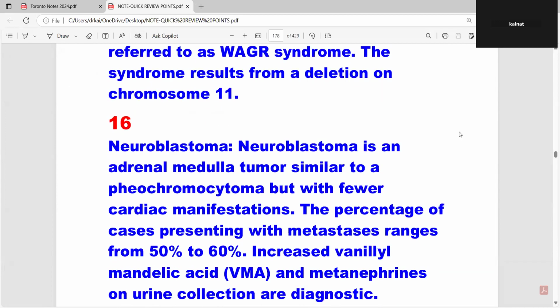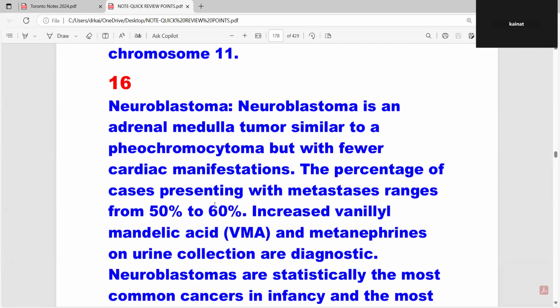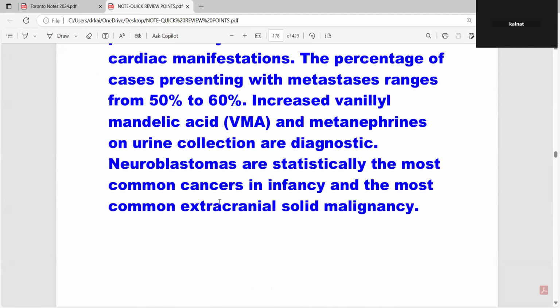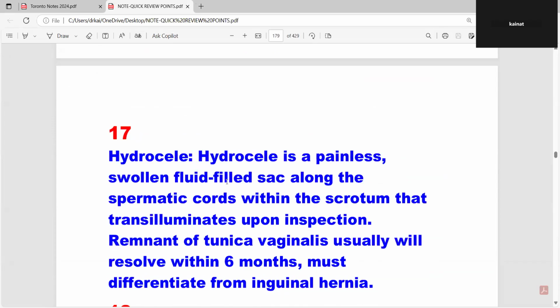The percentage will be basically metastasis, with increased VMA and metanephrine, so having high blood pressure. Then the hydrocele is a painless swollen fluid-filled sac along the spermatic cord. In this one, what do you do? The most important is the transillumination test. In this one, it resolves within 6 months.